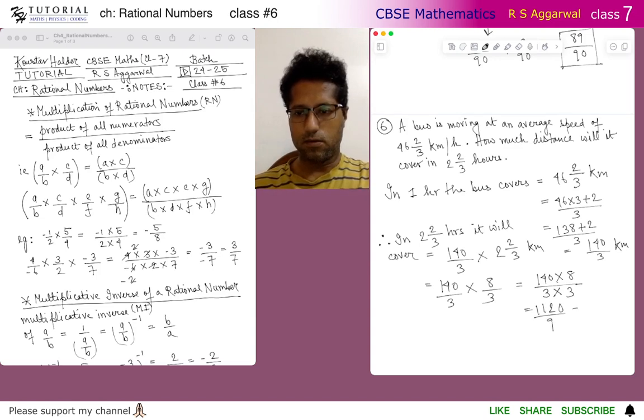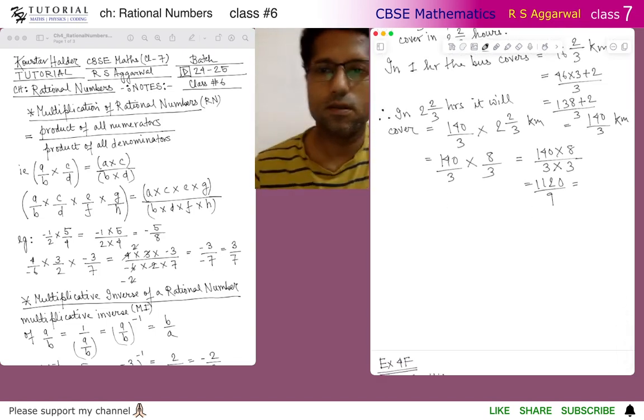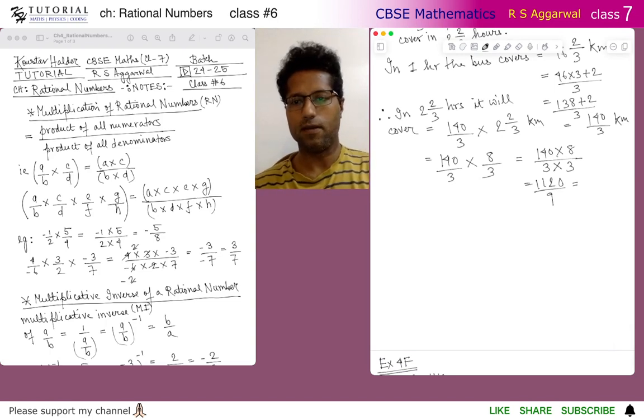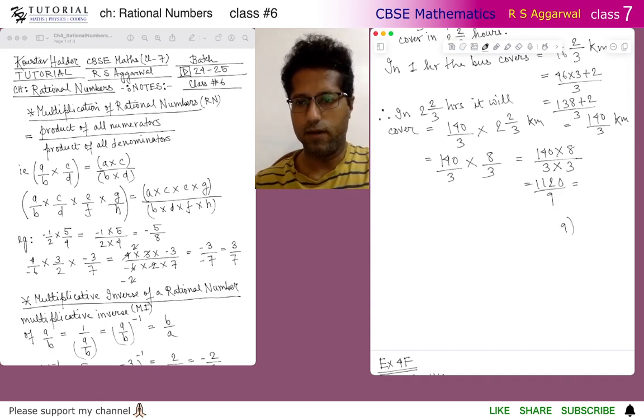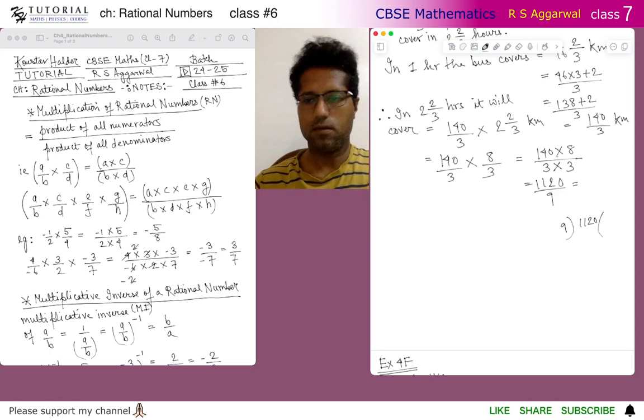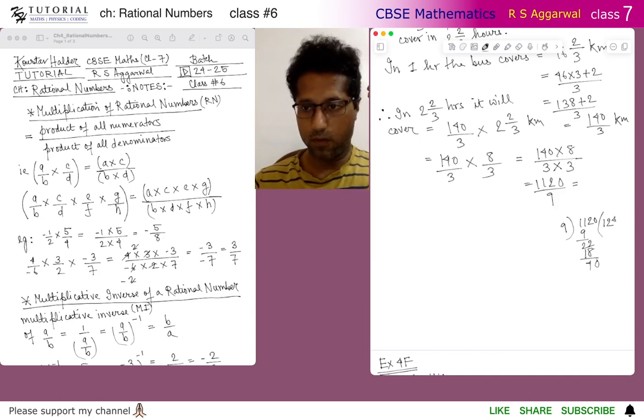Now this becomes 1120 by 9 kilometer. If you convert this to a mixed fraction, if you divide 1120 by 9, so 1, 9, 2, 2, 2, 18, 4, 0, then 4, 36, 4, 0, 0, again 4, so it will keep on.